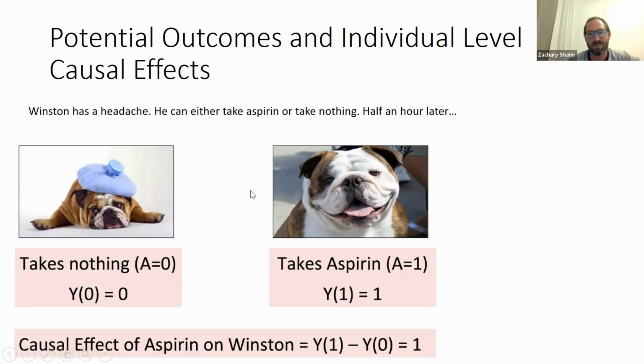So there's this kind of idea of everyone has a property of themselves, what would happen to them under each treatment assignment, regardless of what treatment they actually take. So for Winston, the causal effect of aspirin is Y1 minus Y0. It's the difference in the outcomes under the two different treatment assignments, like what the outcome would be for him, and it's 1.